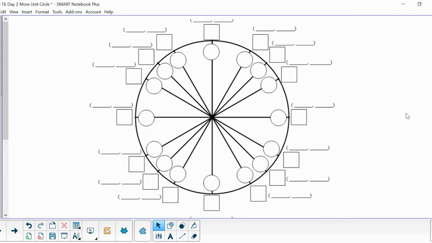Okay, so we started off when we were filling it in by filling in the quadrantal angles, which were the ones that were on the axes. So this is 0 degrees, this is 90, this is 180, this is 270. And if we come all the way back around, we could also say that this is 360 degrees.